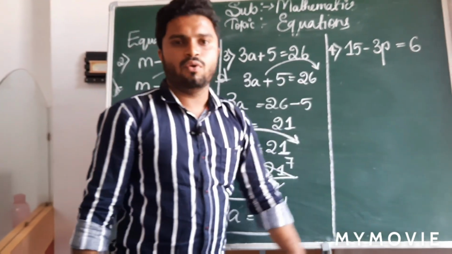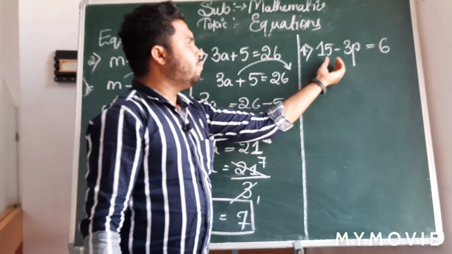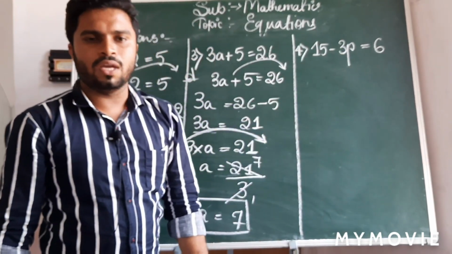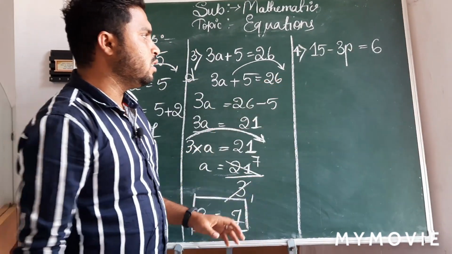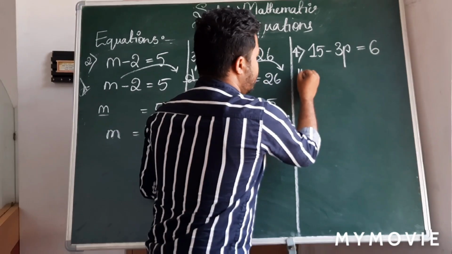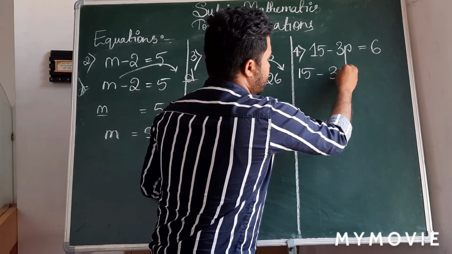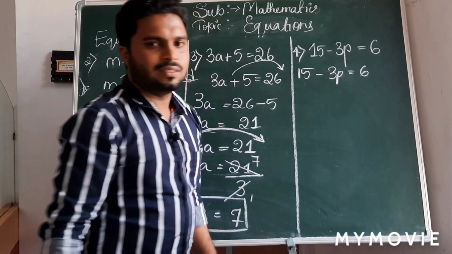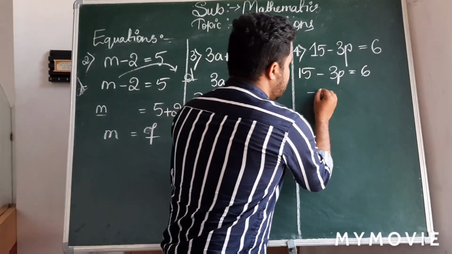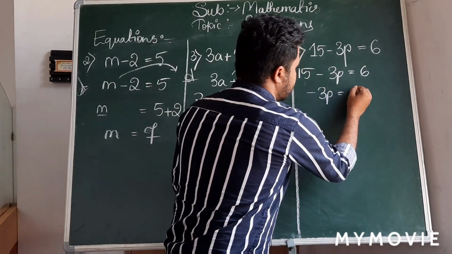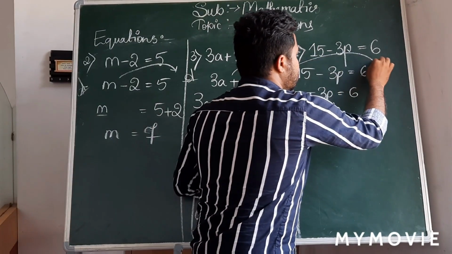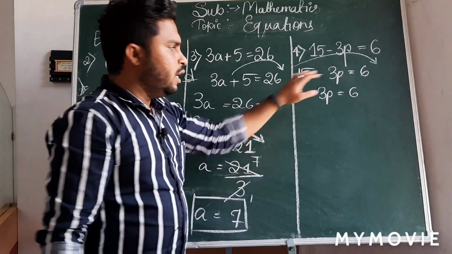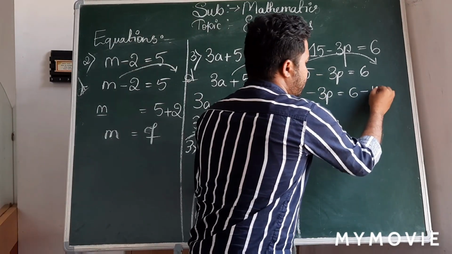Coming up for your fourth problem, you have 15 minus 3p is equal to 6. See this problem, this is also a little different. So 15 minus 3p is equal to 6. Now minus 3p, I'll write it as it is, equal to 6. This 15, if I transfer it to that side, it becomes minus 15.